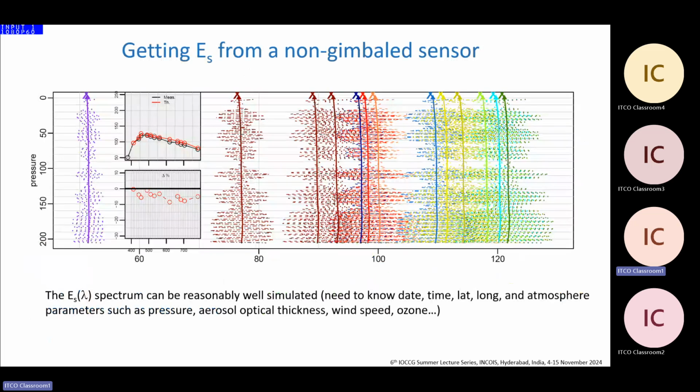Another thing you will very often have to do: you remember I said that it's always difficult to find the right place on the ship to put your ES sensor, so the downward irradiance. But even if you find the right place, the ship is generally going to move. And even if your instrument is on a gimbal, generally that doesn't work very well. So the instrument is always going to move.